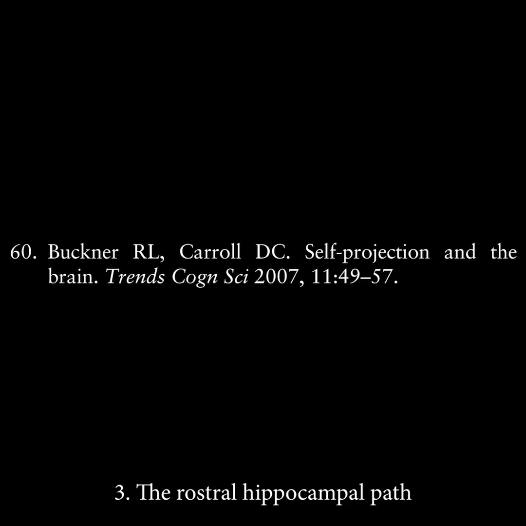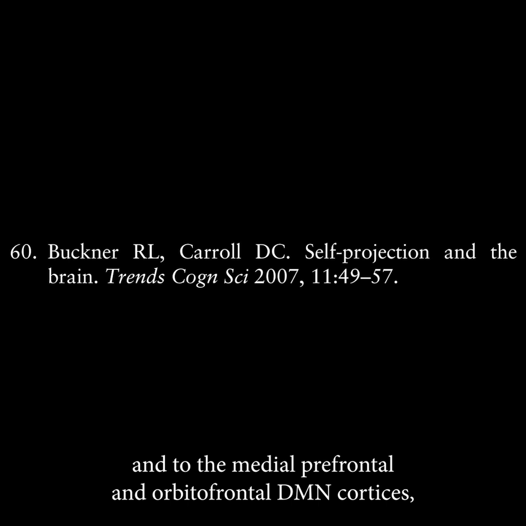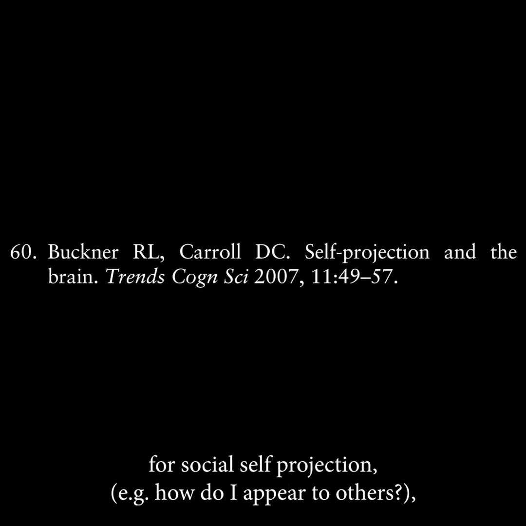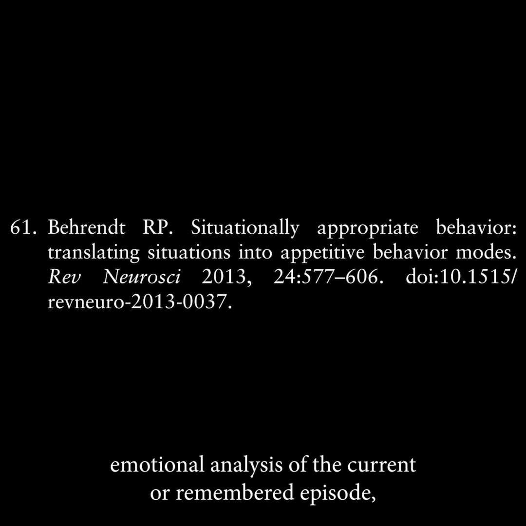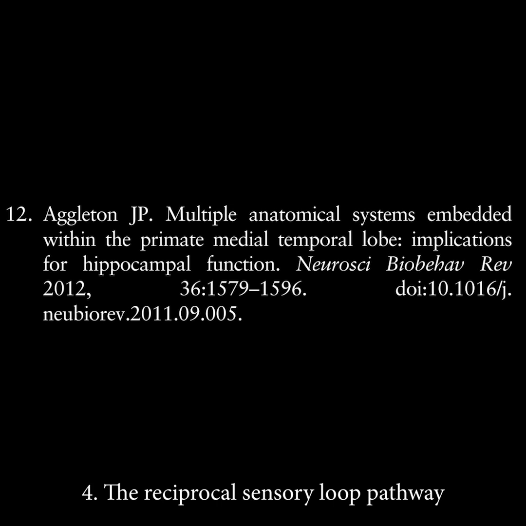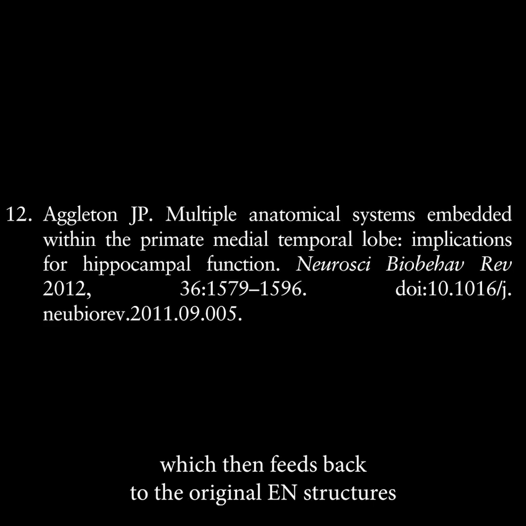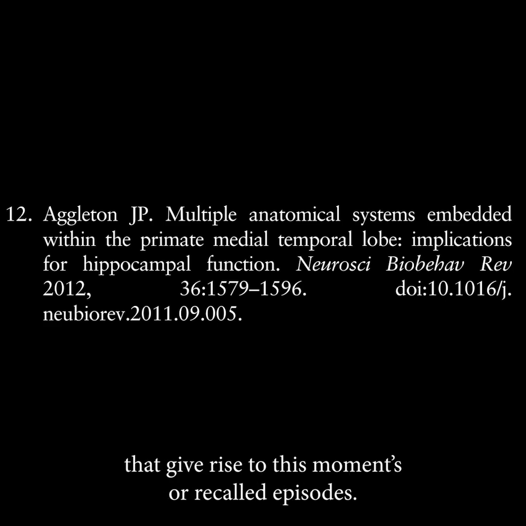3. The rostro-hippocampal path feeds to the amygdala and nucleus accumbens emotional centers, and to the medial prefrontal and orbitofrontal DMN cortices for social self-projection, for example, how do I appear to others, emotional analysis of the current or remembered episode, and complex conditioning of behavioral repertoire. 4. The reciprocal sensory loop pathway sends the episode back to the PA and PHC, which then feeds back to the original EN structures that give rise to this moment's or recalled episodes.